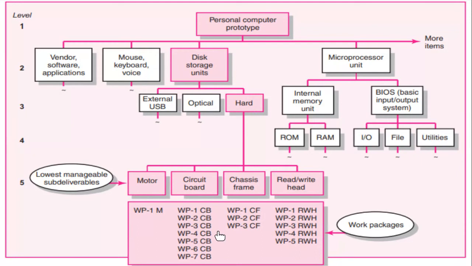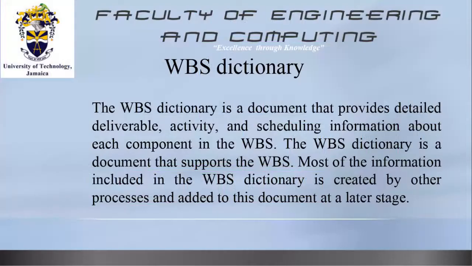Now, that analysis that is required for the duration of each of the activities in the work package, and for the assignment of resources to the activities in each of the work packages, is now going to be done at the level of the WBS dictionary. The WBS dictionary is a document that provides detailed deliverable, activity, and scheduling information about each component of the WBS.